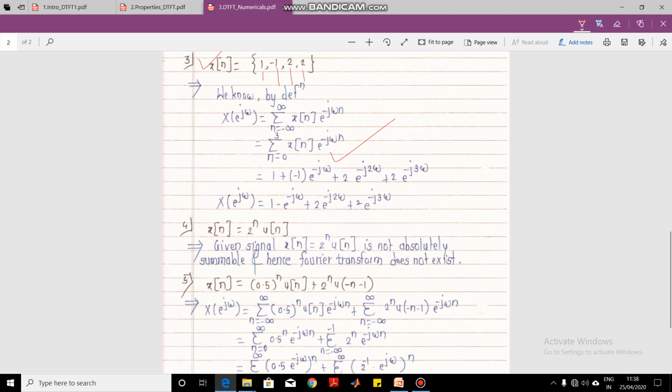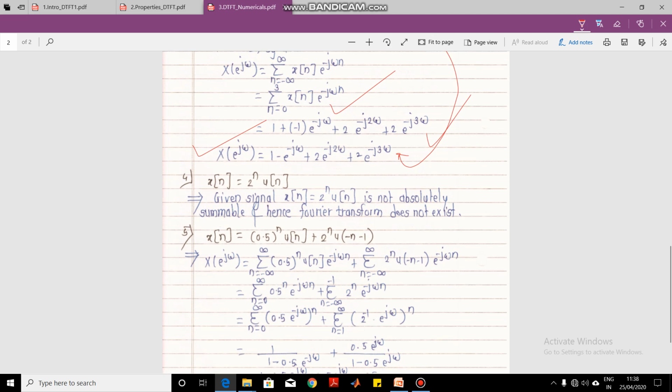Now if you substitute, expand this equation, we will get this. So this is just the discrete time Fourier transform representation of this signal. You have to just put into that equation and expand it, that's all. So this gives us the result for the discrete time representation of this discrete time aperiodic signal.